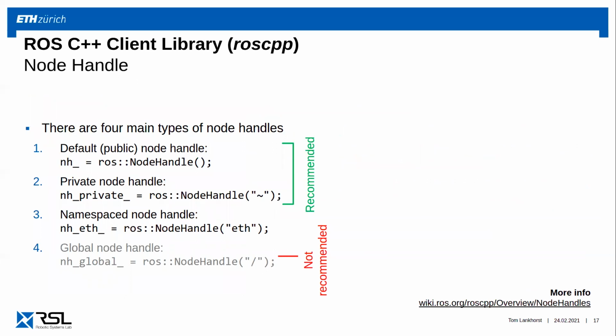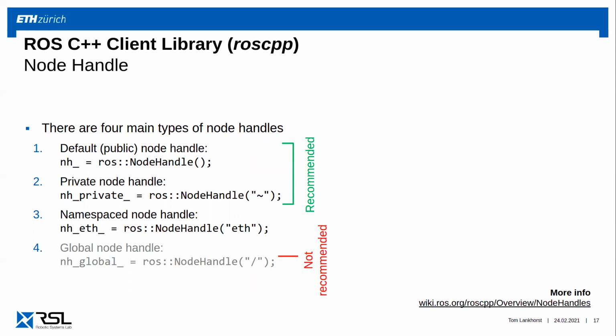More about this node handle. So as I told, the node handle defines the access point to the rest of the ROS network. And there are 4 types of node handles. The default one, the one without any arguments passed to it, is the public node handle. And we also have a private node handle, which is specified with the tilde argument. We can also create namespace node handles and global node handles.